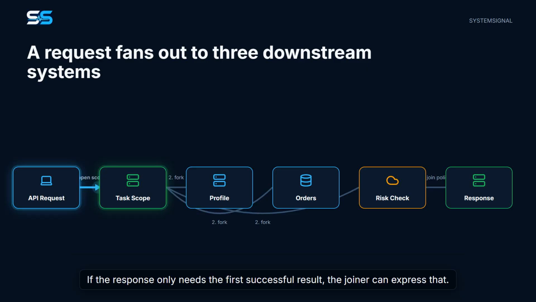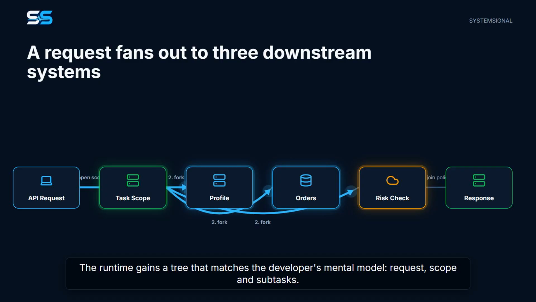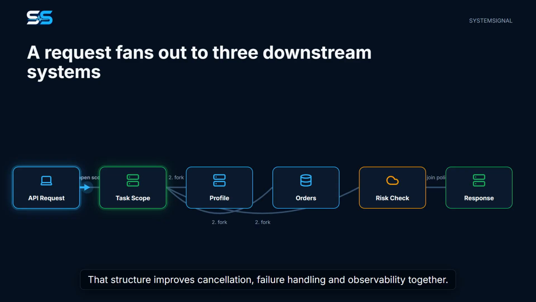If the response only needs the first successful result, the joiner can express that. If every dependency must succeed, failure can cancel siblings that no longer have useful work to perform. The runtime gains a tree that matches the developer's mental model: request, scope, and subtasks. That structure improves cancellation, failure handling, and observability together.